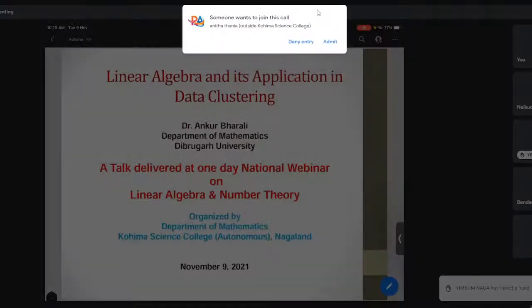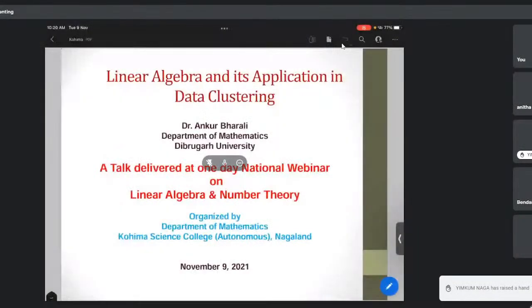Okay. So the topic that I'm going to discuss is the application of linear algebra in data clustering. It will be divided basically into three parts. First, we will try to introduce what is data clustering. Then we will try to see some basic application of linear algebra in data clustering. And if possible, we will go to the advanced application of linear algebra together with graphs to cluster data into communities.